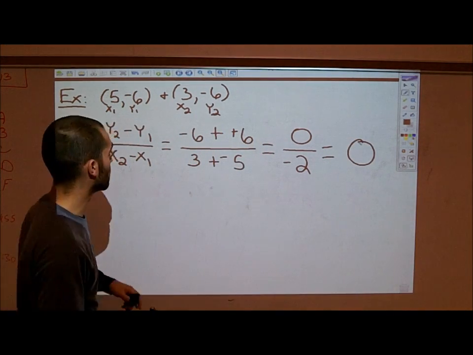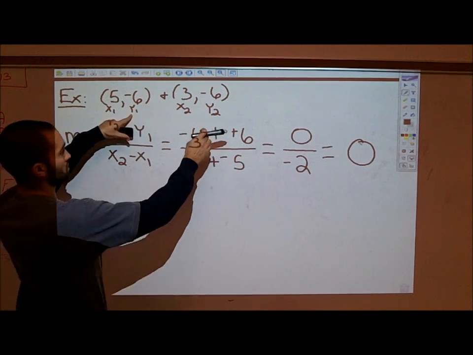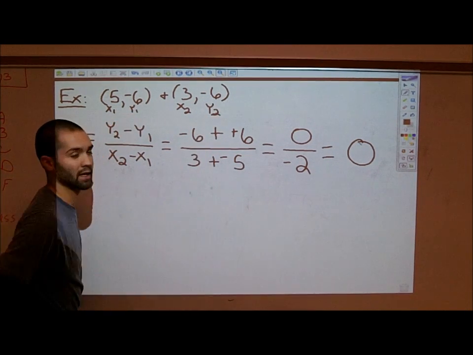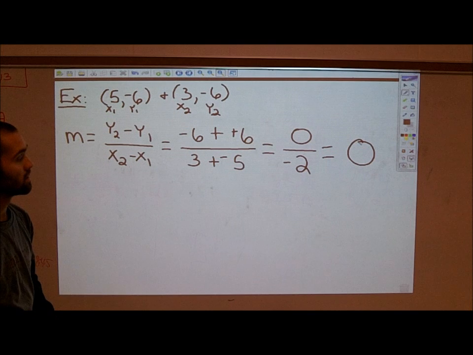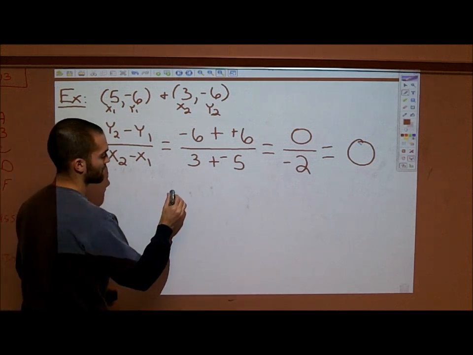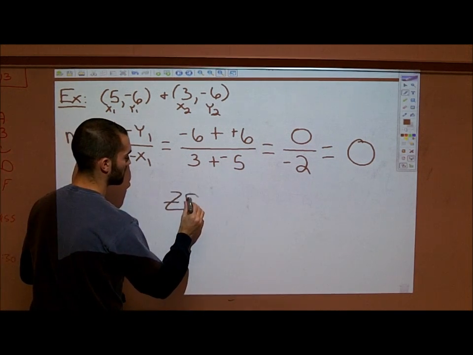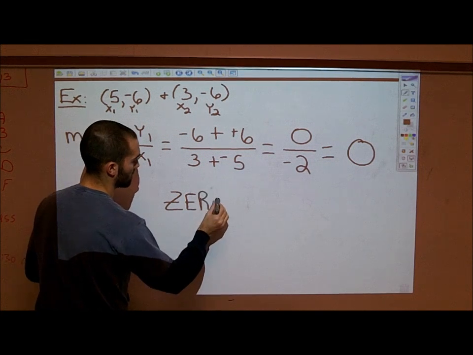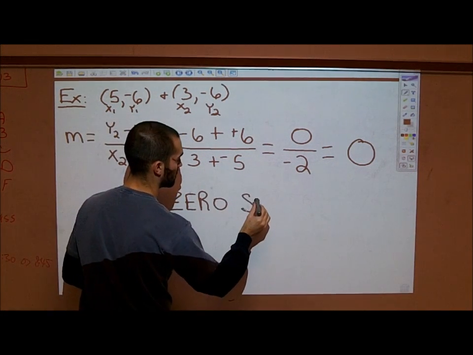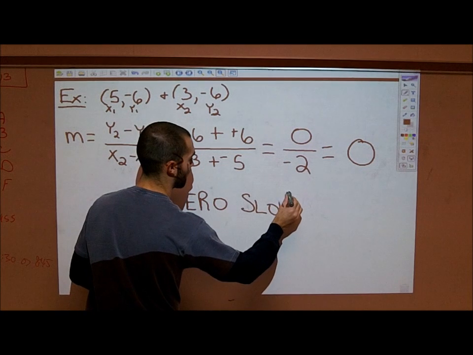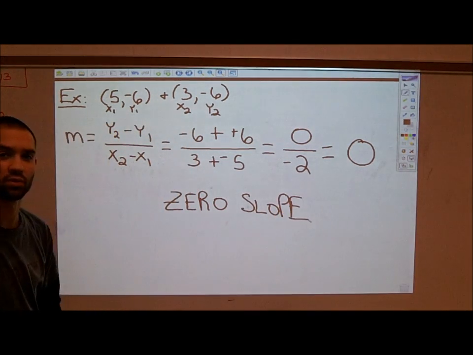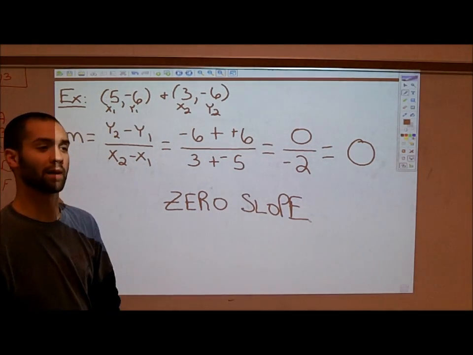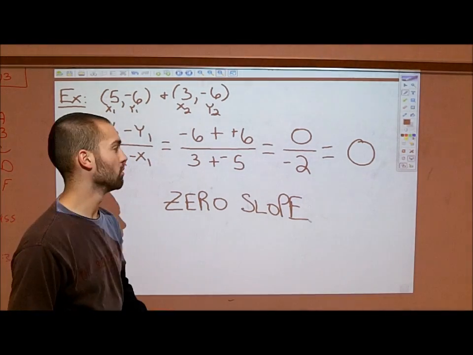This type of situation, notice, our y1 value and our y2 value are the same. They're negative 6. Okay? They are negative 6. So this is what we call a 0 slope. Okay? A 0 slope. Well, why is it 0? That's saying that the angle is 0.